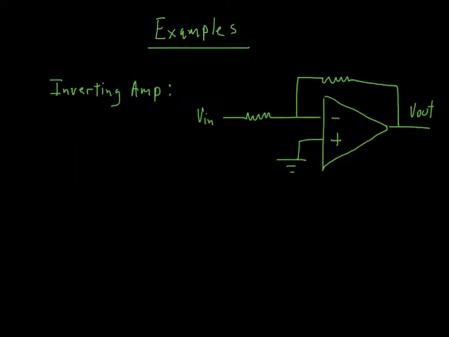Let's start with the inverting amplifier. It's called inverting because the input, going through a resistor first, is going into the negative input. And let me actually label those resistors. I forgot to do that as I set this up. Let's call that one R1, and let's call that one R2. Not terribly clever, but that's what we're going to do.